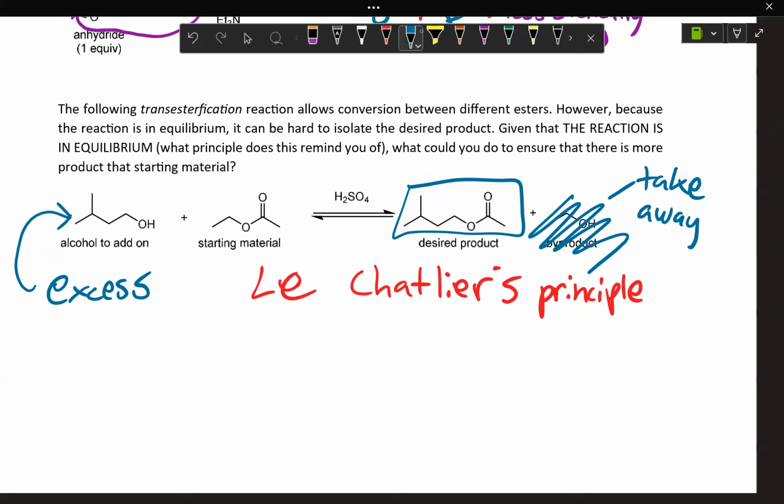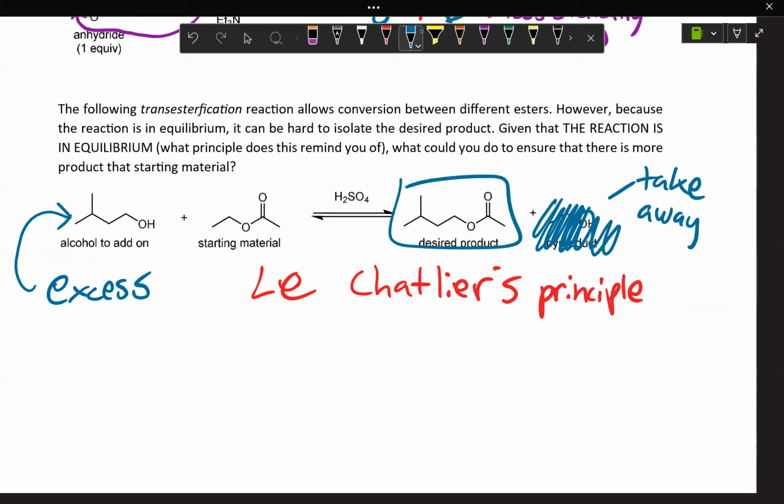You can either make this alcohol in excess, so anytime this ester does go back to the ester on the left side, because there's so much of this alcohol, it's just going to react right away and push it back to that ester. Or you can take away this alcohol as it's being created. So then when this ester is formed, there is no alcohol to react with in order to push it back to that ester. So that's the two things you can do.